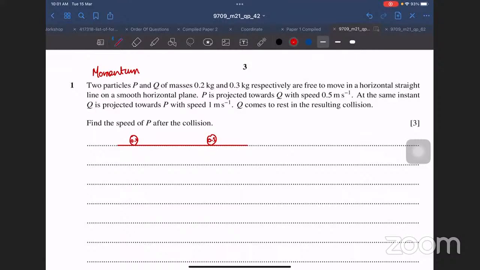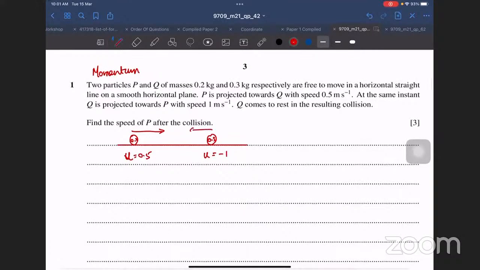P is projected towards Q with a speed of 0.5. At the same instant, Q is projected towards P with a speed of -1 because it's in the opposite direction. Q comes to rest in the resulting collision. Find the speed of P.